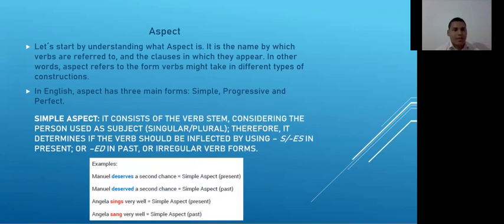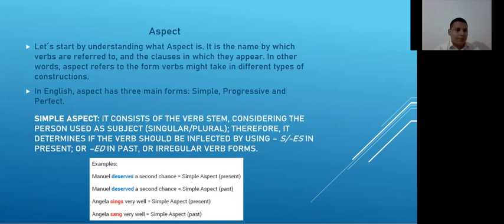Manuel deserves a second chance. That's simple aspect, present. Manuel deserved a second chance. Simple aspect, past. Angela sings very well. Simple aspect, present. Angela sang very well. Simple aspect, past.